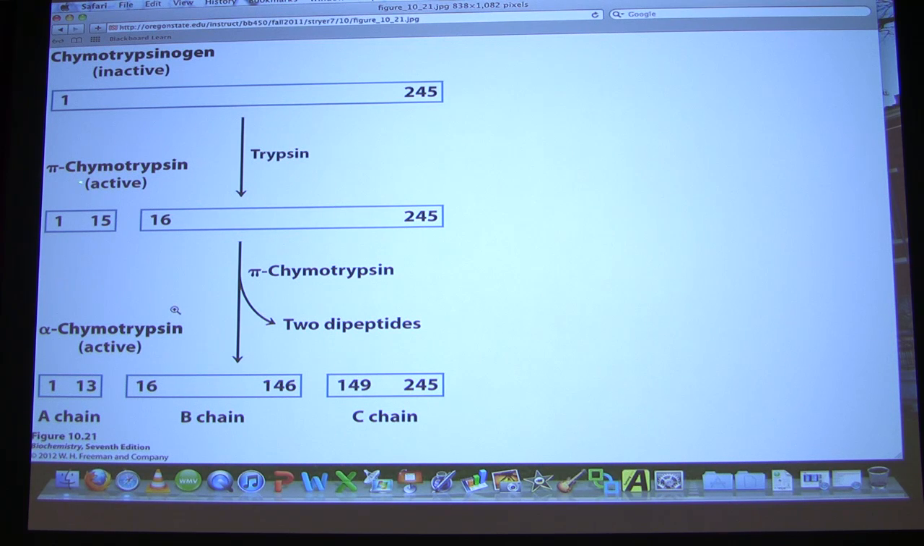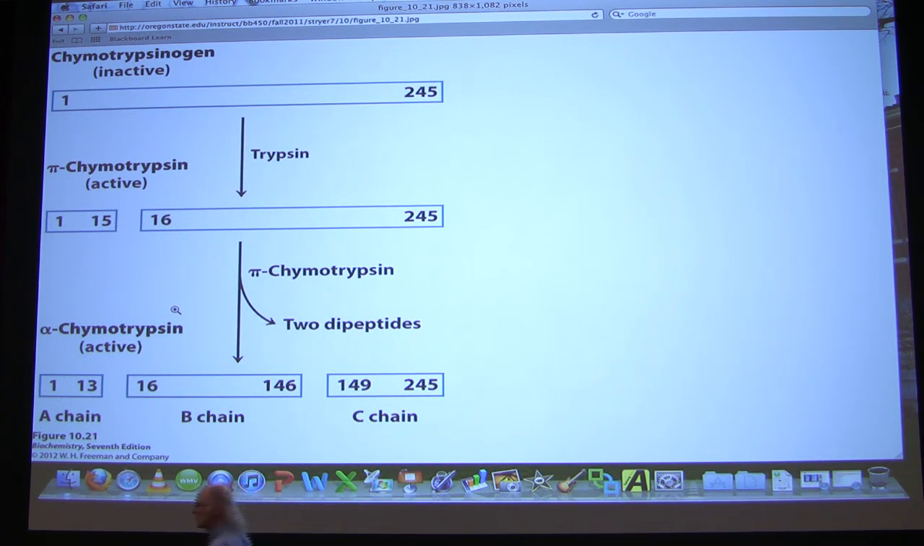This creates something called pi-chymotrypsin that is partly active, meaning that pi-chymotrypsin will cut other pi-chymotrypsins. They're sort of a self-digesting set of enzymes. Pi-chymotrypsin cutting pi-chymotrypsins causes other bonds to be broken. We see that the bond between position 13 and 14 got broken. So now we lose a couple of amino acids there. We see that the bond between 146 and 147, and also between 148 and 149 got broken. And now chymotrypsin's in 3 pieces.